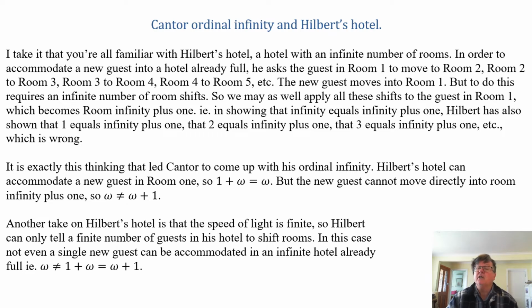But to do that requires an infinite number of room shifts, which is a problem. It is exactly this thinking that led Cantor to come up with his ordinal infinity. In fact, Hilbert's Hotel can be thought of as an illustration of Cantor's ordinal infinity. Hilbert's Hotel can accommodate a new guest in room 1, so 1 on the left plus omega equals omega.